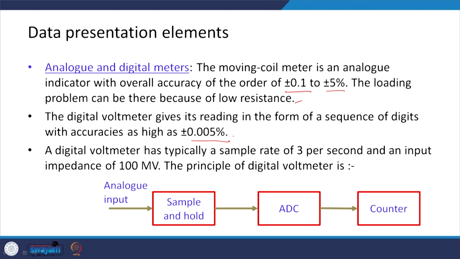The principle of the digital voltmeter is that you have the analog input, then a sample and hold, then the analog to digital converter, and of course then the counter. Next is the cathode ray oscilloscope, or what we call in short the CRO.